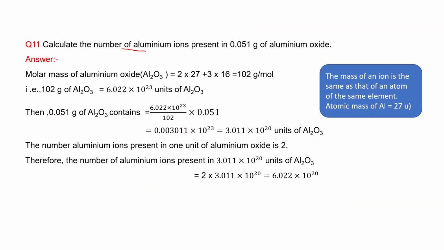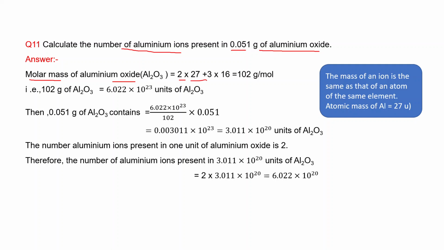Calculate the number of aluminium ions present in 0.051 gram of aluminium oxide. First of all, we will find out the mass of 1 mole of aluminium oxide, that is the molar mass of aluminium oxide. This is 2 into 27, 27 being the atomic mass of aluminium.